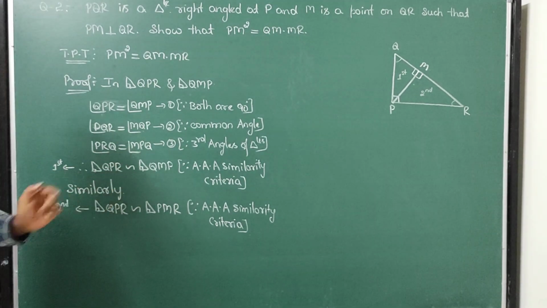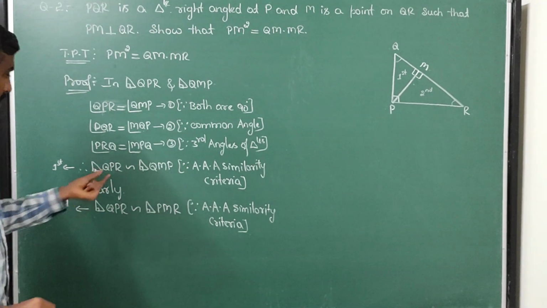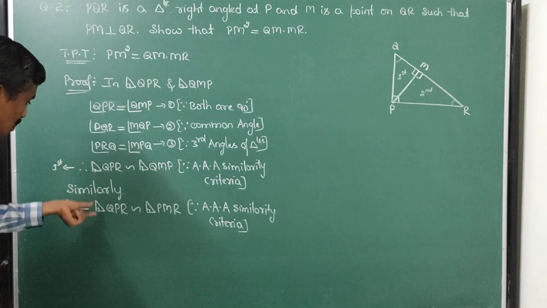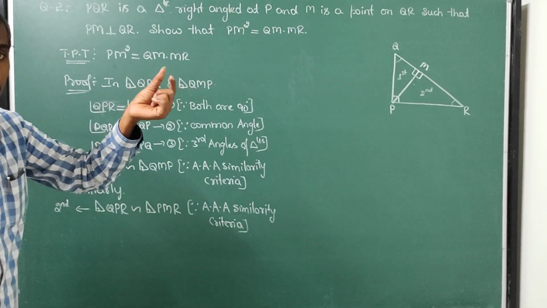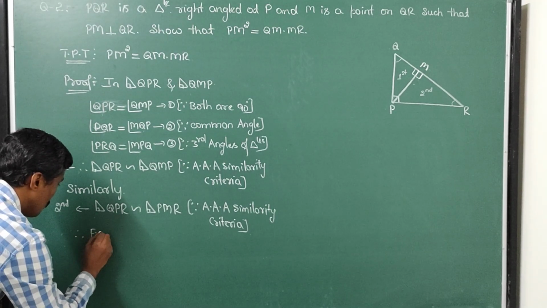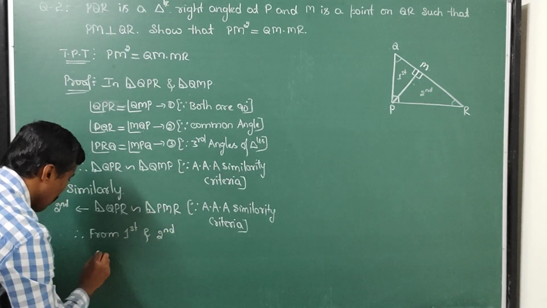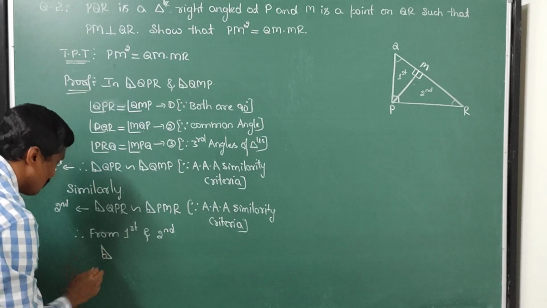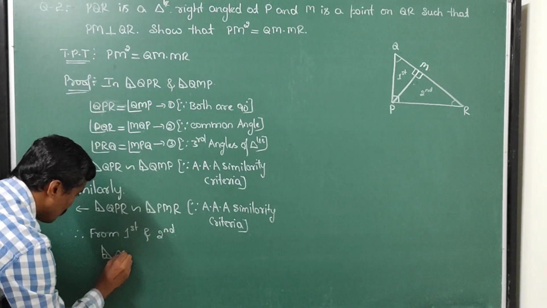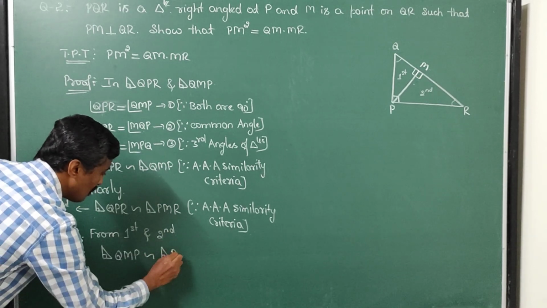Observe the first point and second point. PQR, the same triangle, is similar to QMP and PMR, that is the first and second part. So from these two points we can say that the first part is similar to the second part. So therefore, from first and second, right angle triangle QMP is similar to right angle triangle PMR.